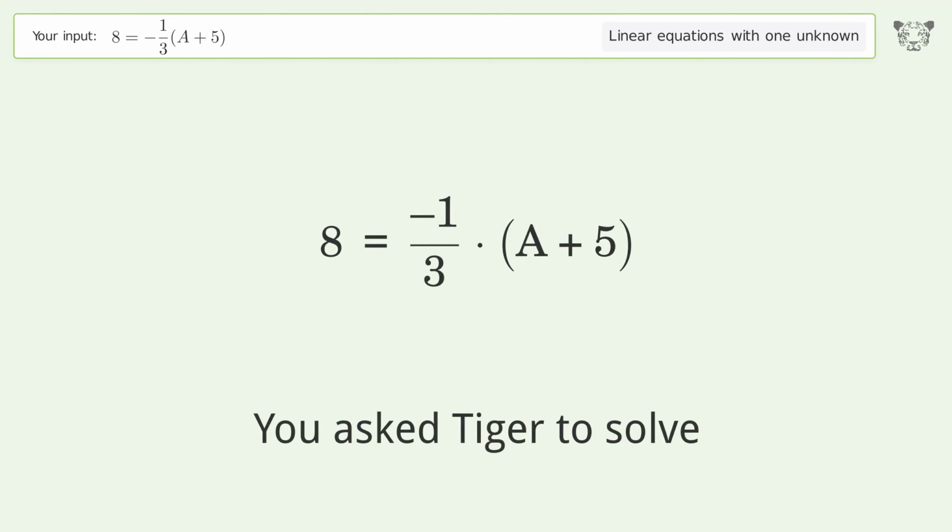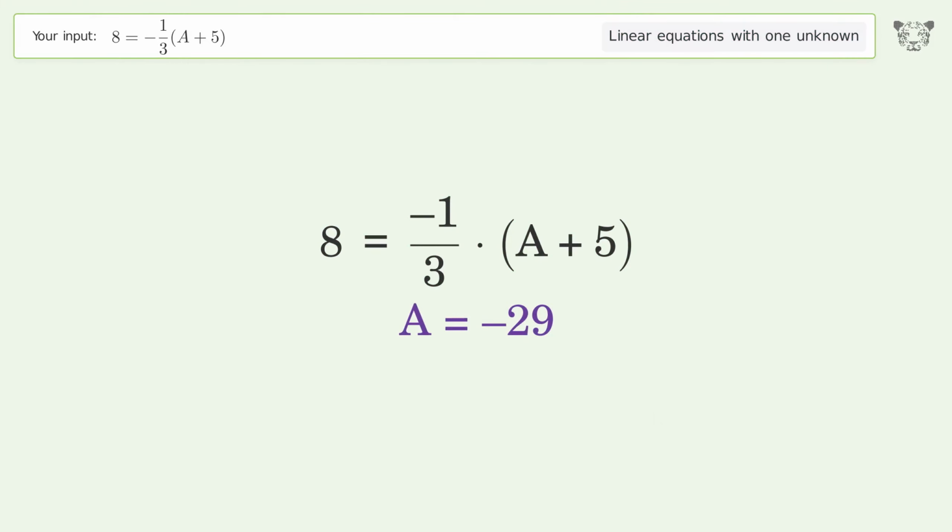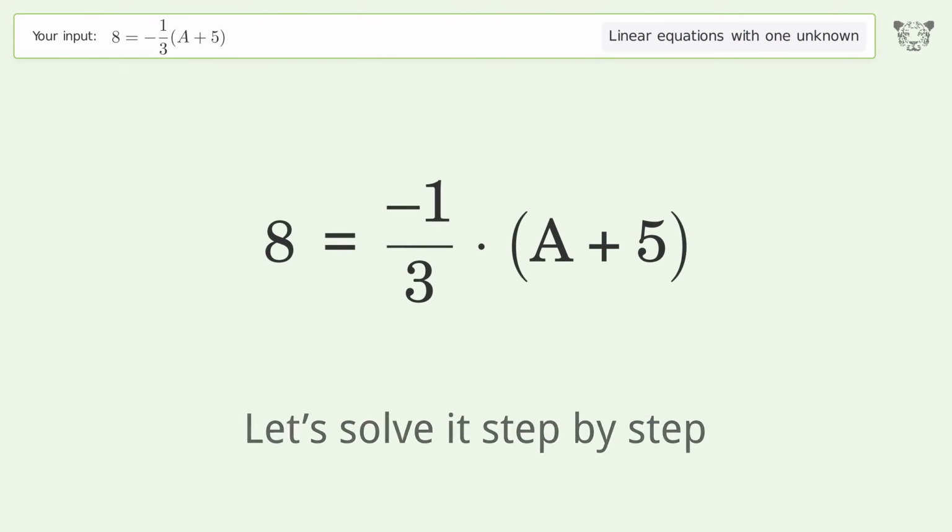You ask Tiger to solve. This deals with linear equations with one unknown. The final result is a equals -29. Let's solve it step by step.